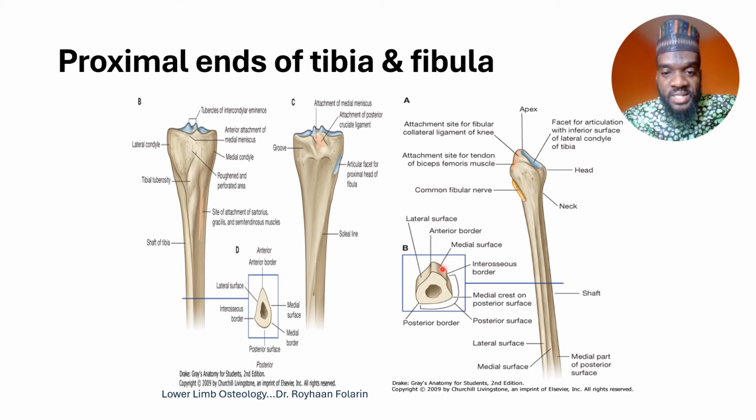It has a medial surface and a lateral surface. You see the common fibular nerve running along this groove here. We've seen the medial part of the posterior surface, the medial surface, and you have the facet for the articulation with the inferior surface of the lateral condyle. Like we said, the tibia will have been on this end in this picture.